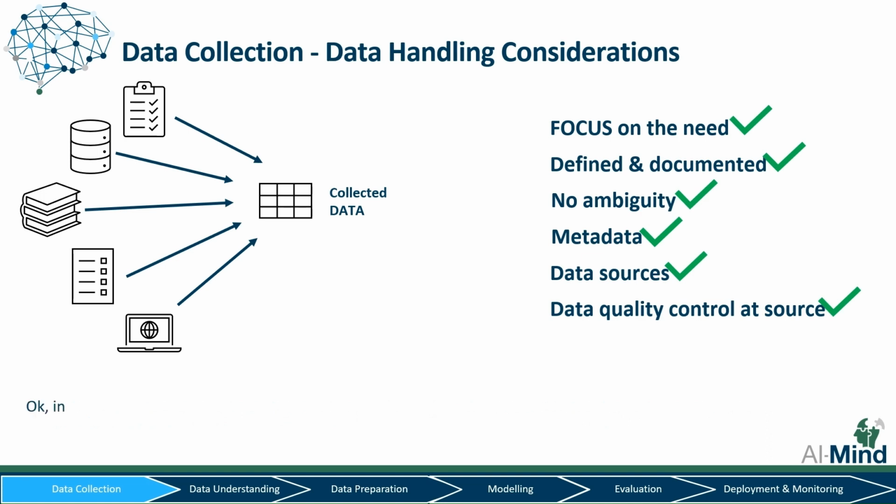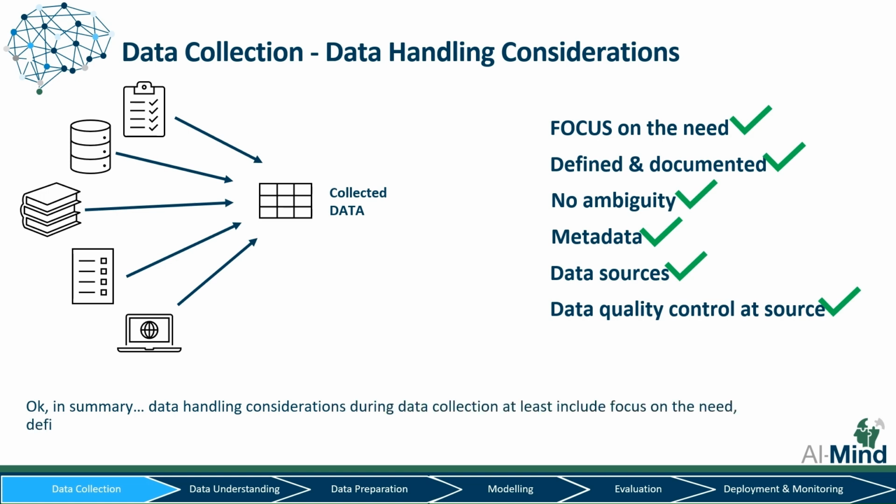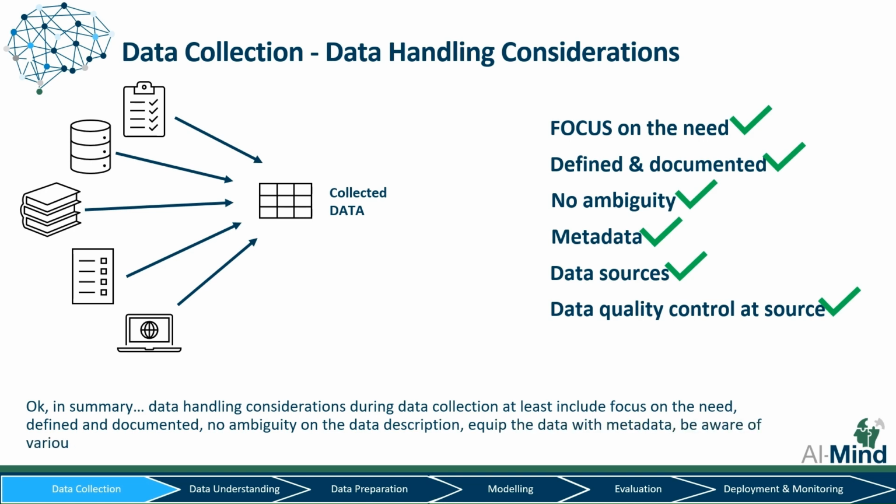Okay, in summary, data handling considerations during data collection at least include focus on the need and documenting it, no ambiguity in the data description, equipping the data with metadata, being aware of various data sources and consequences, and data quality control at source. So, as you can see, there are many things to consider even before the arrival of the data.